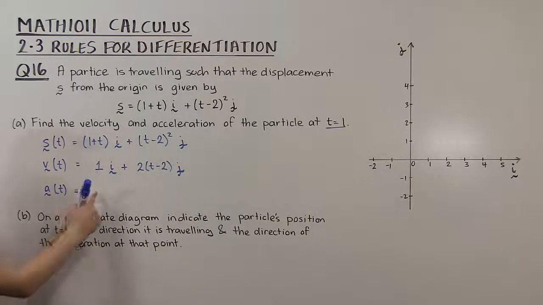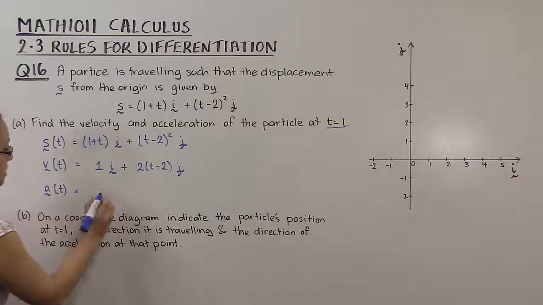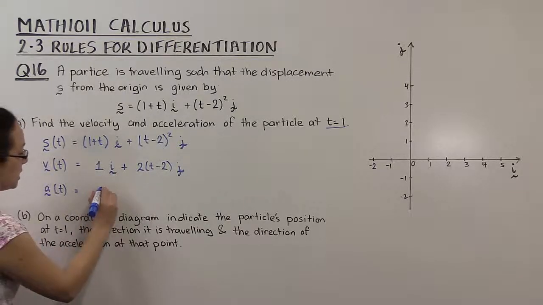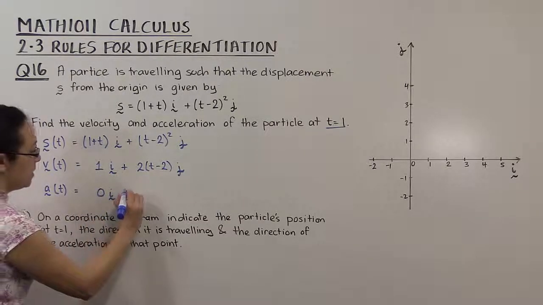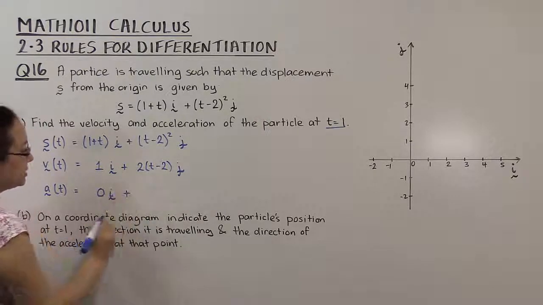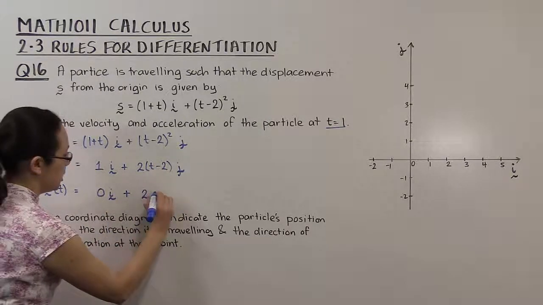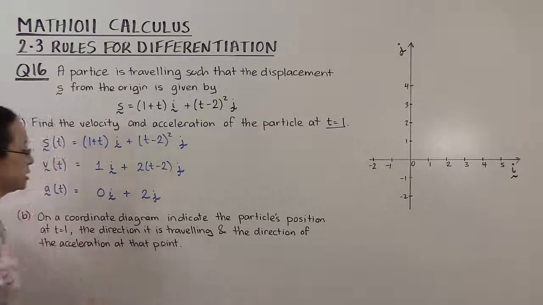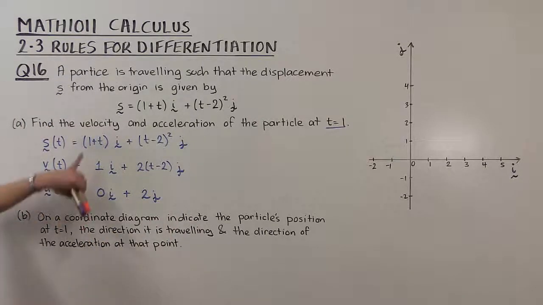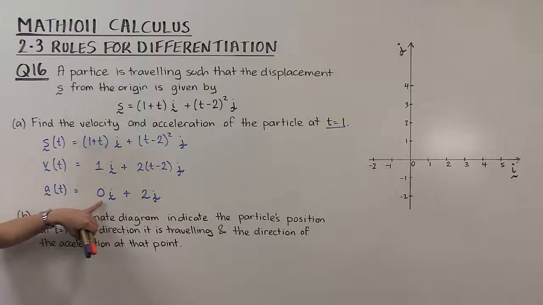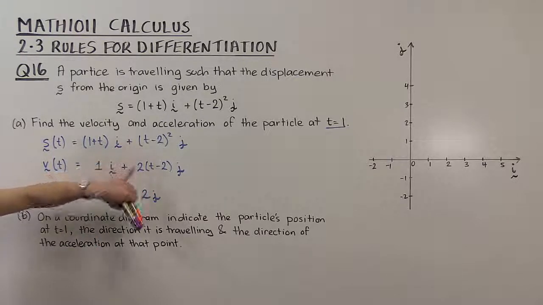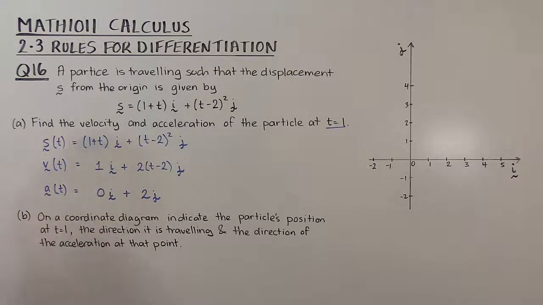And remember, acceleration is the derivative of velocity. So 1 differentiates to nothing with respect to time, plus 2t − 1, that's just going to differentiate to 2 with respect to time. Okay, so these are the expressions in terms of time of the displacement of the particle, its velocity, and its acceleration.